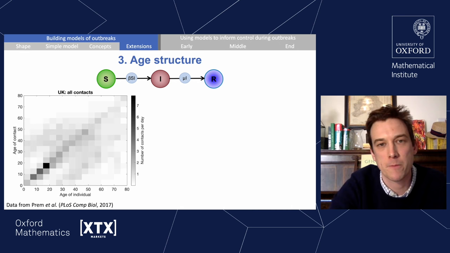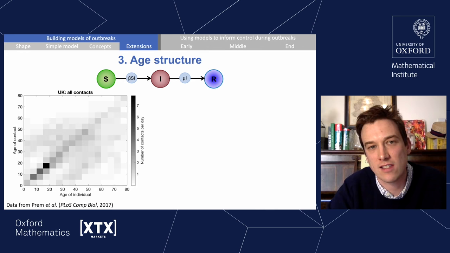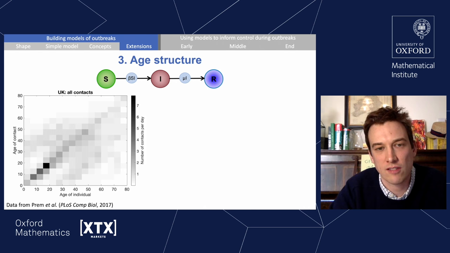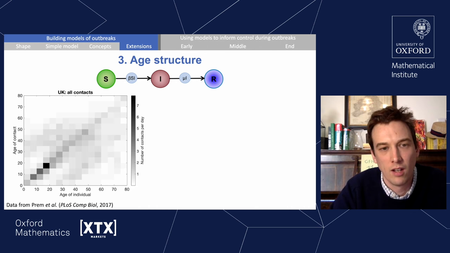Another thing that you might like to include in an infectious disease outbreak model is the idea that individuals of different ages contact other individuals at different rates. Here's an example. This is a graph that shows this quite clearly, I think. This is data from a paper by Prem et al. in PLOS Computational Biology, and this graph was created by one of my PhD students. On the x-axis, you've got the age of an individual. On the y-axis, you've got the ages of the individuals contacted by that first individual. And the colour in the graph represents the number of contacts per day between individuals of those ages.